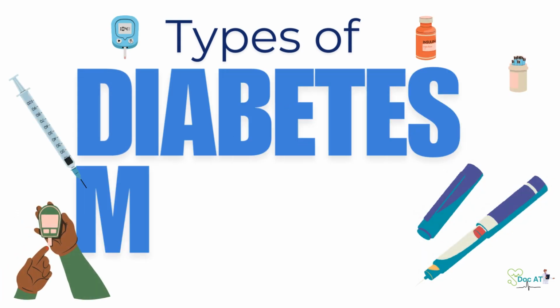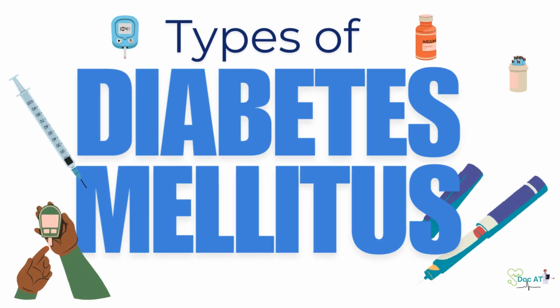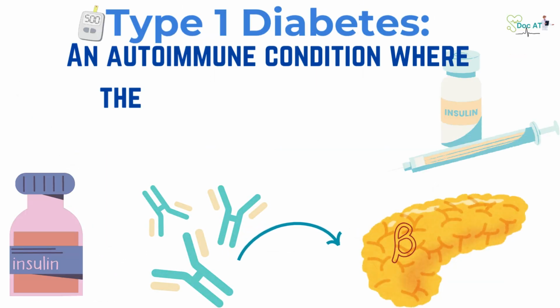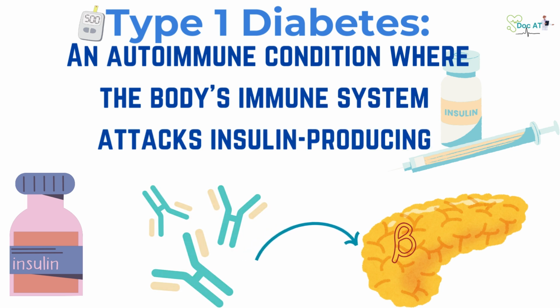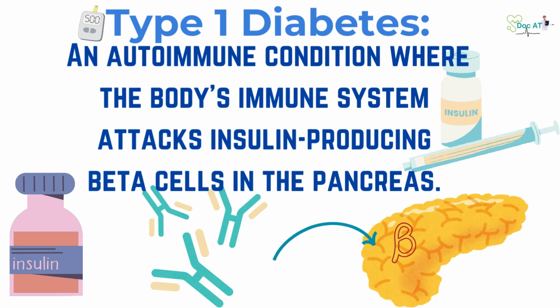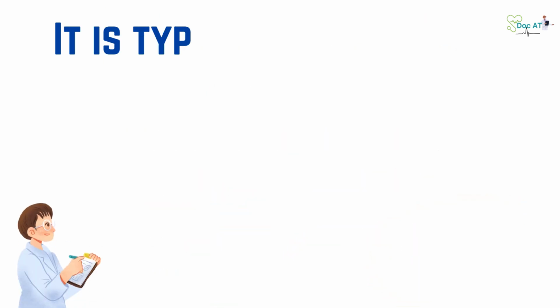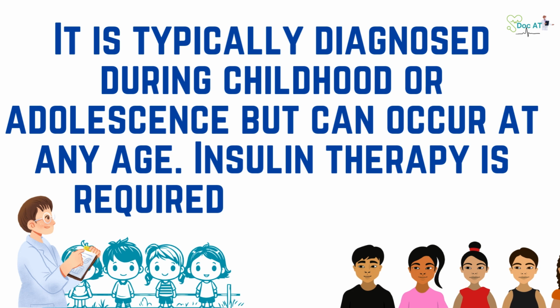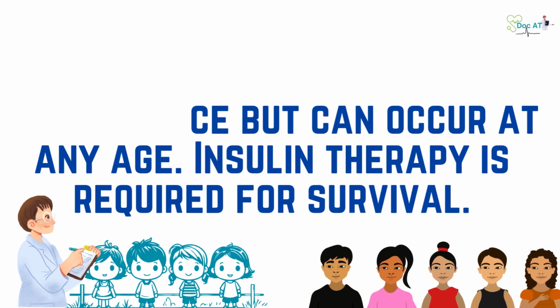Types of diabetes mellitus. Before diving into the diagnostic details, it's important to understand the different types of diabetes. Type 1 diabetes, an autoimmune condition where the body's immune system attacks insulin-producing beta cells in the pancreas. It is typically diagnosed during childhood or adolescence, but can occur at any age. Insulin therapy is required for survival.